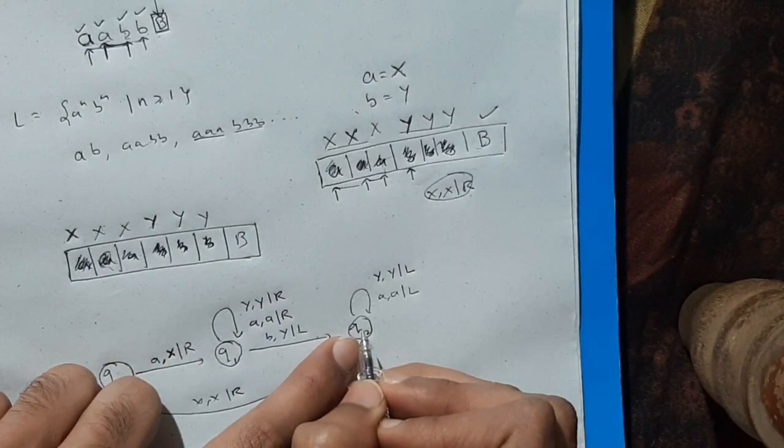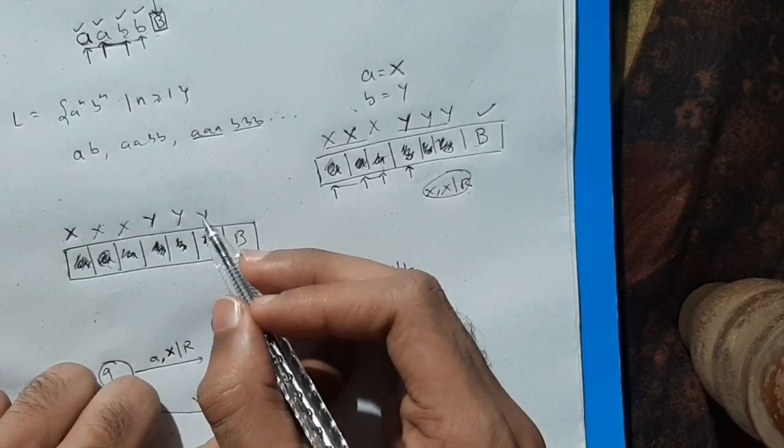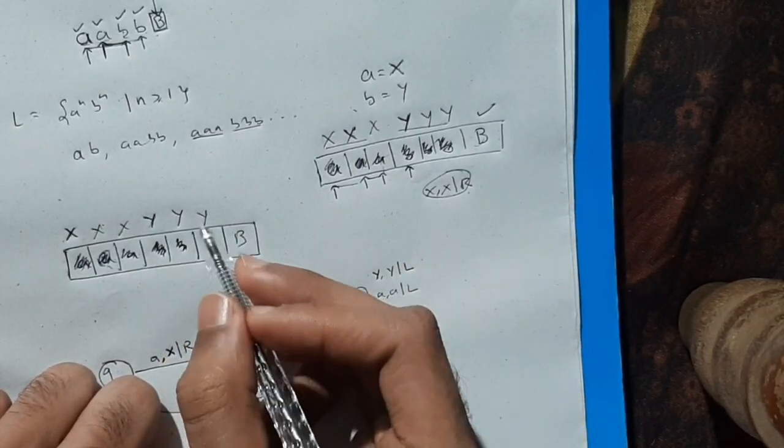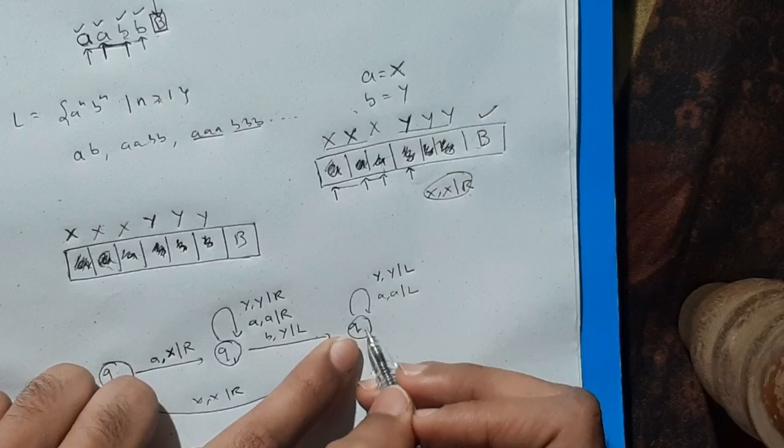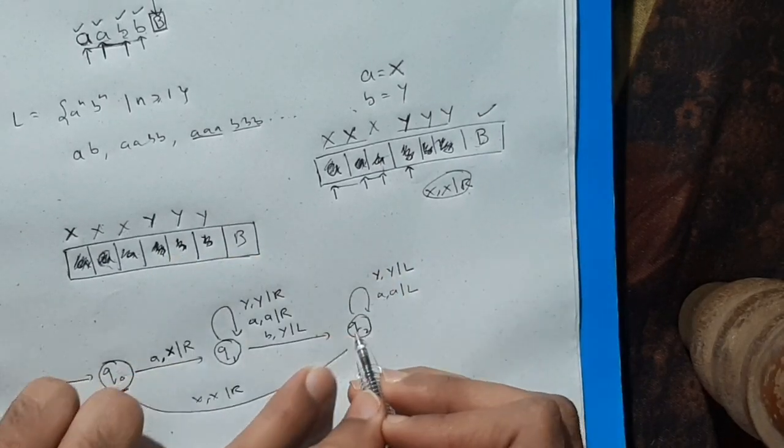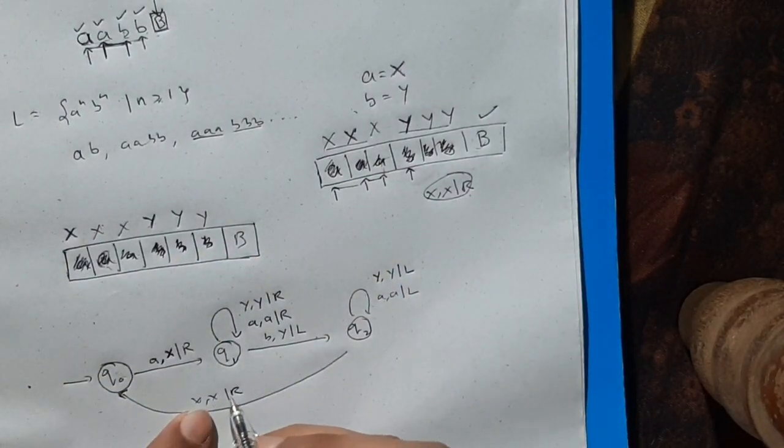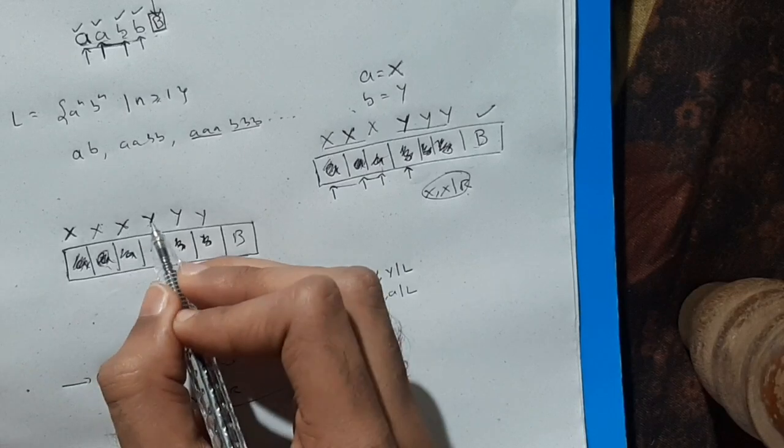In this state, if I find Y here, what I have to do is move to the left, again left. Whenever I find X here, what I have to do is come to this state: X, X, R, which means rewrite X on it and move to the right position.